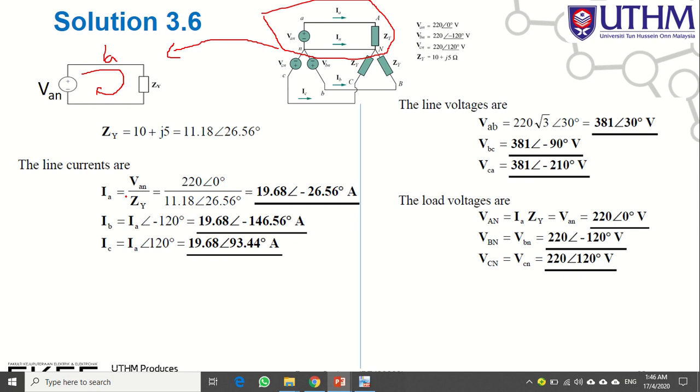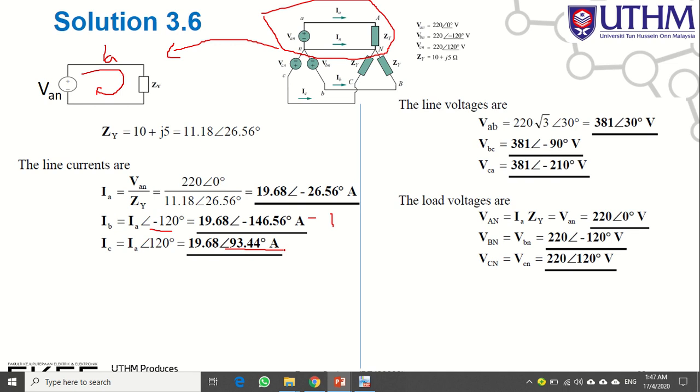For IB, there is no need to do the circuit analysis. We know that in a balanced three phase system, we have the same magnitude but with a phase shift equal to 120 degrees. In ABC sequence, IB has the same magnitude as IA, but the angle is minus 26.56 minus 120 degrees. For IC, the same magnitude, but you add 120 degrees: minus 26.56 plus 120 degrees. Clear? That is the line current.